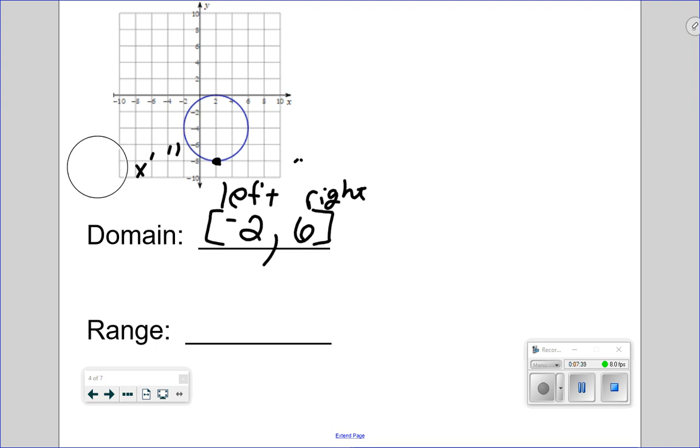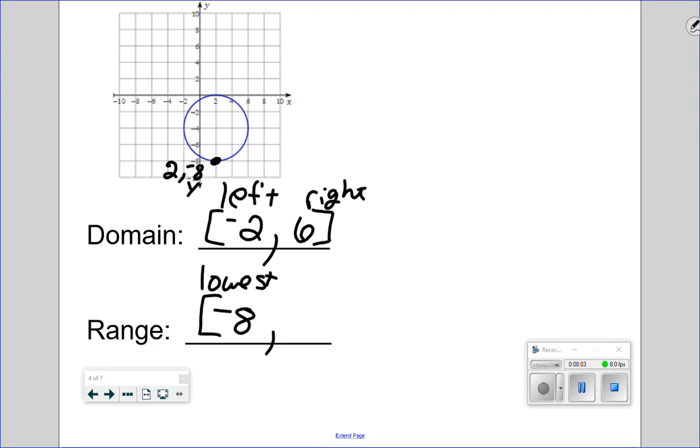Okay, next we're going to talk about range. That's it for domain. Range, we need the lowest point, and the highest. Right here, that's my lowest point on this circle. The y value for that point is -8. So -8 is the lowest the graph can go. It's the smallest y. The highest would be the biggest y. And that's right here. The point's 2, 0. So 0 is the highest y value.